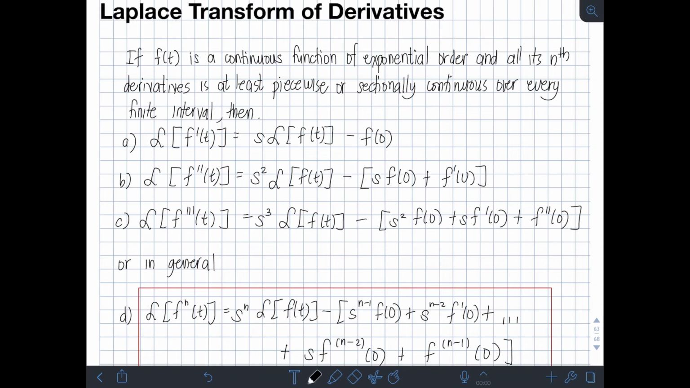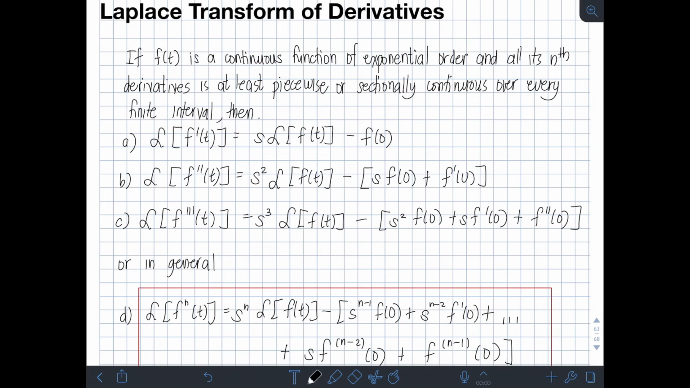Okay, so this time ay ituturo ko naman sa inyo yung Laplace transform of derivatives. So, saan ba ginagamit itong Laplace transform of derivatives? So, ang pinakamahalagang application nito is kapag nagsasolve tayo ng differential equations with initial condition values. Meaning, dapat meron tayong value ng certain function at 0 as well as yung certain value ng functions na yon from its first to nth derivative. Depende doon sa degree nung inyong differential equation.